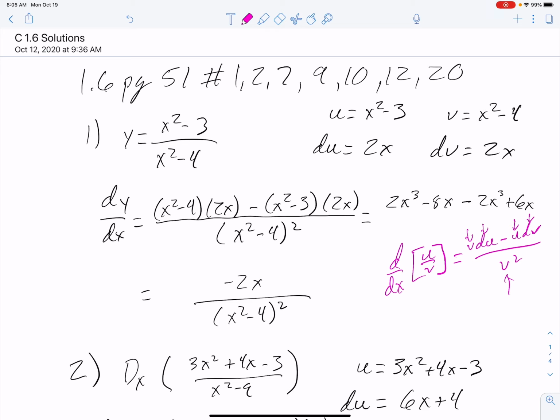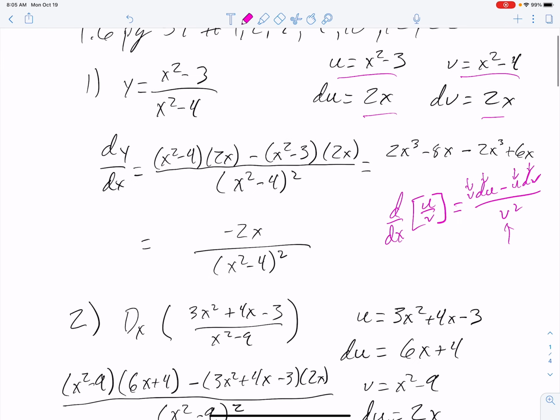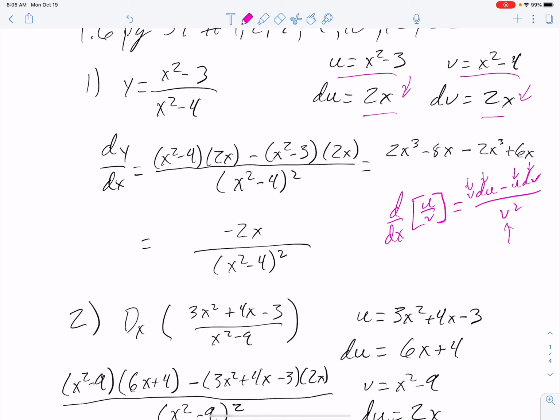In this case, it is definitely a little bit more obvious, unlike the product rule, what your u value and your v value are. I still took the time to label each and to label their derivatives. So, number one, I pick my u value, x squared minus 3, my v value, x squared minus 4. They each have a derivative of 2x, and I start setting up my quotient rule. I've got v du minus u dv all over v squared.